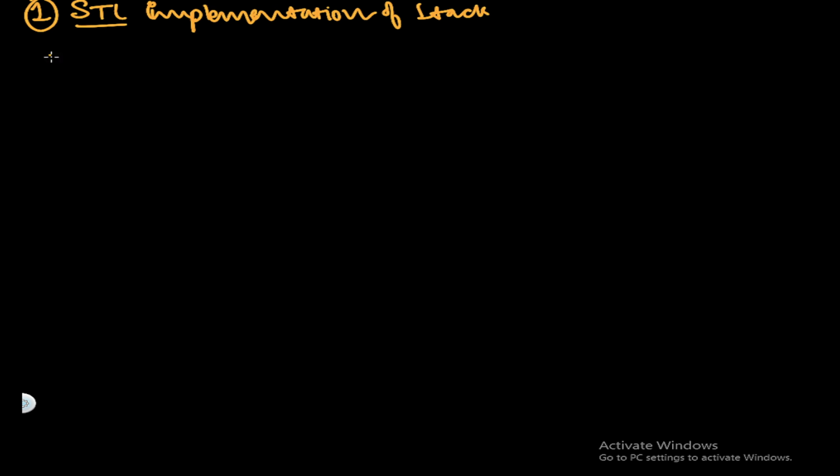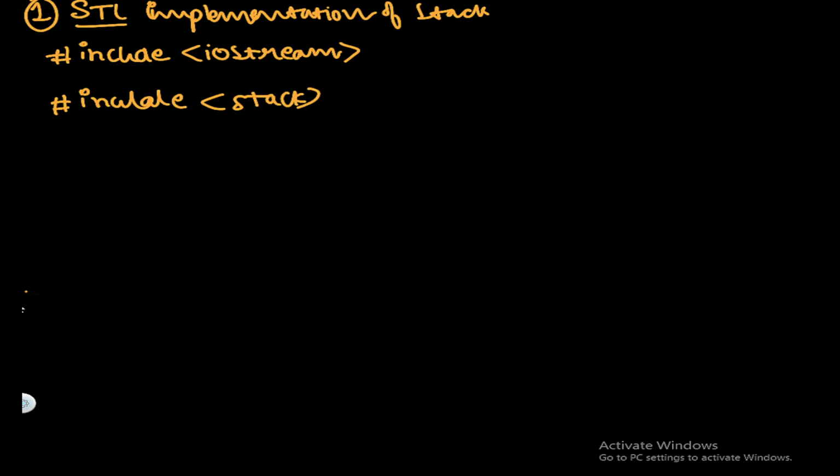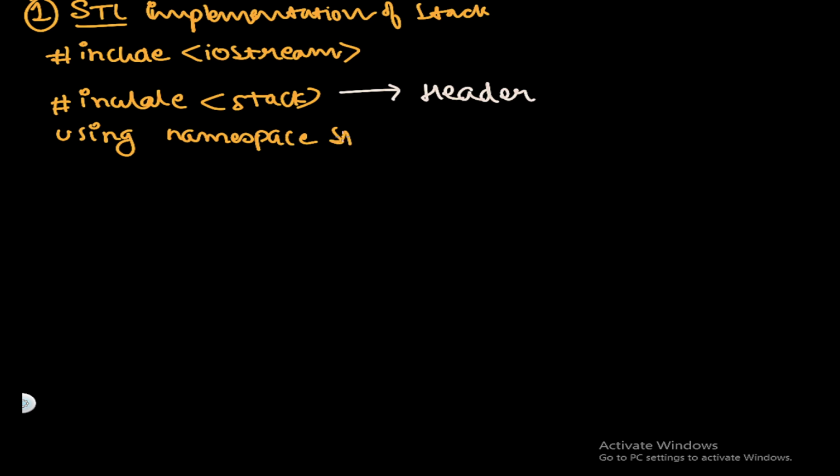So you just have to write this code: hash include input output string, and using namespace standard. Then we can say hash include stack. This is the header file that contains the stack. Then we can say using namespace standard, and then we can write our main function, int main. Okay, so here our code can come.